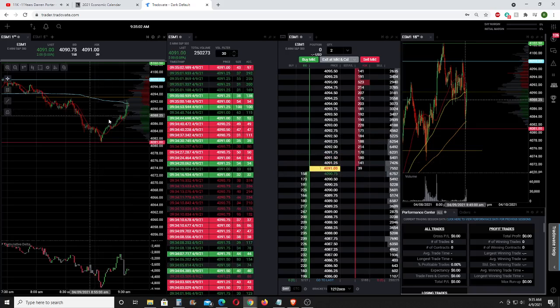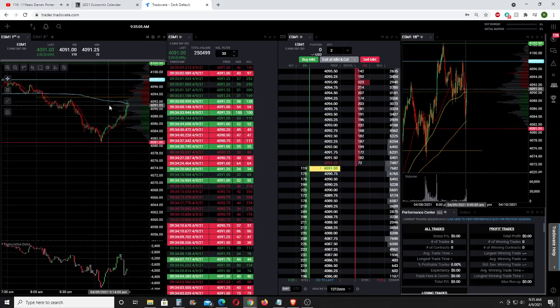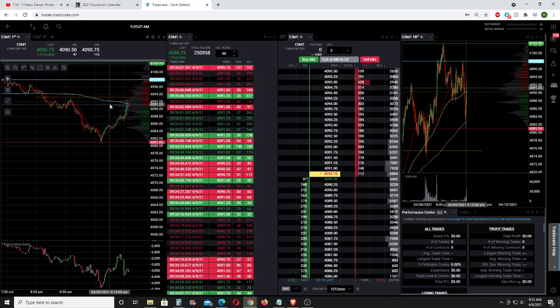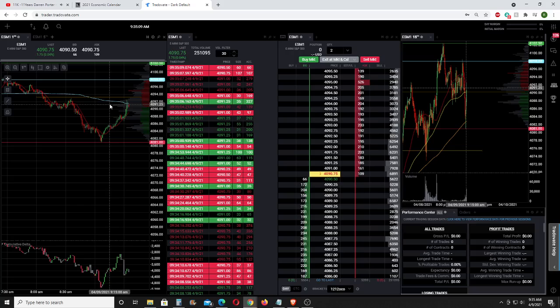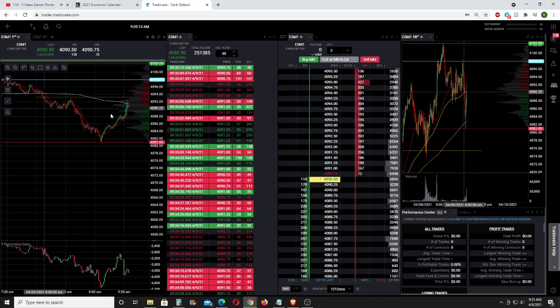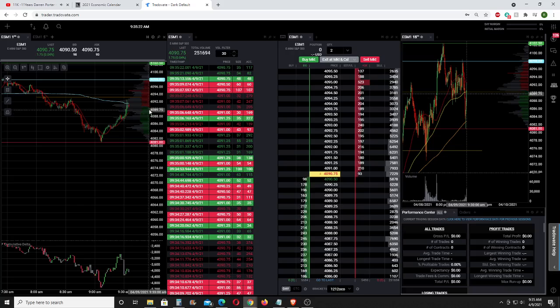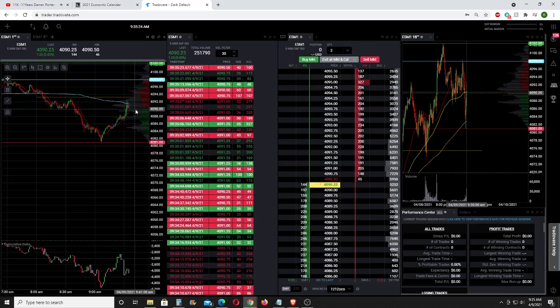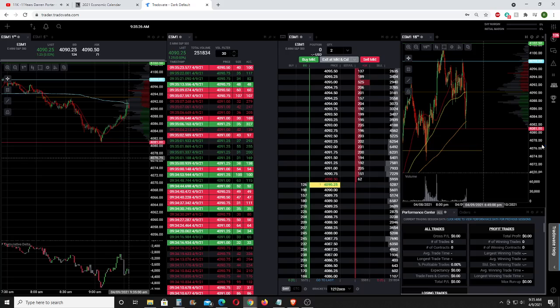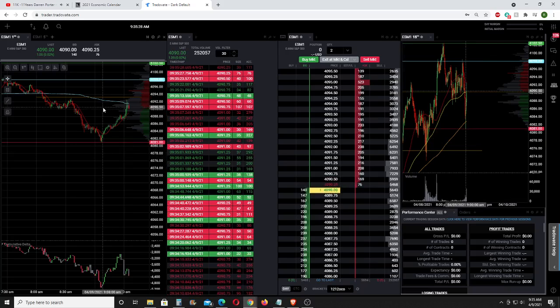Okay, 5 minutes has passed. Still uncertain whether or not I want to go long or short here. I'm not going to make any trades yet. It's at a key level here, this little box area between 4090 and 4094. It's a pretty key zone. Let's see how price reacts here. May wait for another 10 minutes.